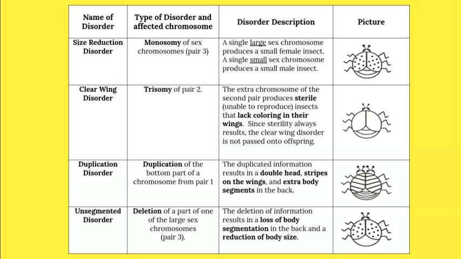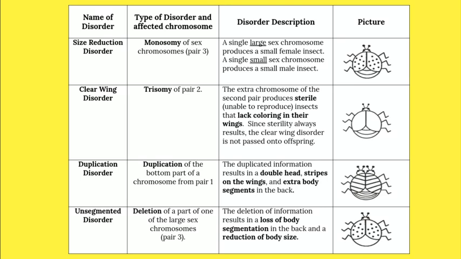The clear wing disorder is an example of trisomy. These bugs will actually have an extra chromosome. The duplication disorder is when a part of a chromosome is added onto the original chromosome. So this chromosome will be a little bit longer. And it looks like this is giving the bugs a double head, which is very interesting.